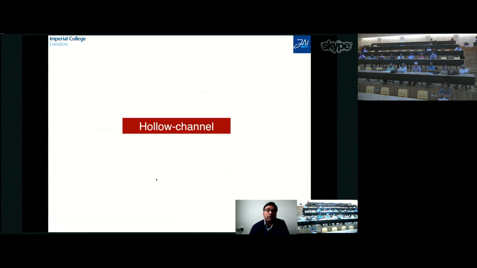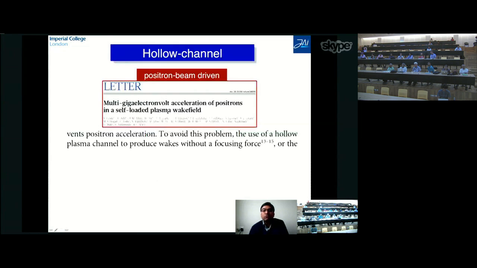So let's more closely look at the hollow channel approach to solving the positron acceleration challenge. For example, this is a result from the FACET facility at SLAC, where they achieve a multi-regime. They have not used a hollow plasma channel, but they are aware that to avoid the problem of defocusing of the positron beam, there is a proposition of using a hollow plasma channel, which produces zero focusing forces. So the positron beam never undergoes any defocusing at all when it's in this hollow plasma channel regime, right?